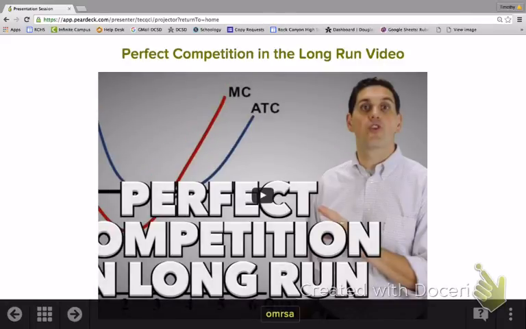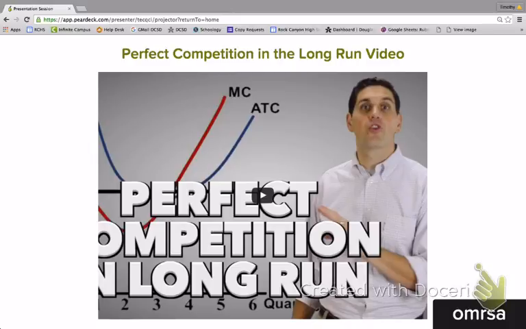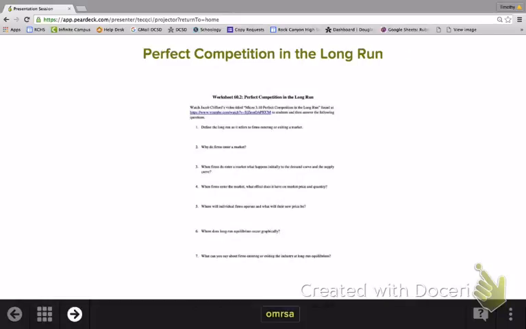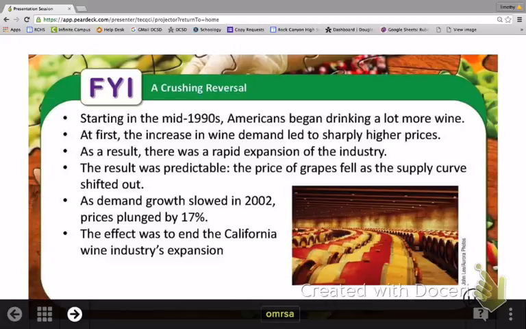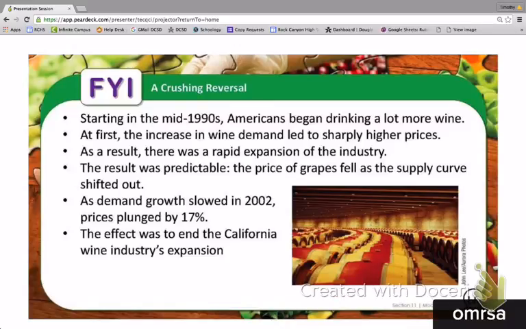Here's a video that you can watch on AC/DC Econ by Mr. Clifford, Perfect Competition in the Long Run. Here's an activity that we will do in class. Here's a description that will give you an example of grape production in the wine industry and how it adjusted in the long run. If you want to pause the video and read this, I'll give you time to do that. I want to wrap this up because I know this has gone kind of long with this module.